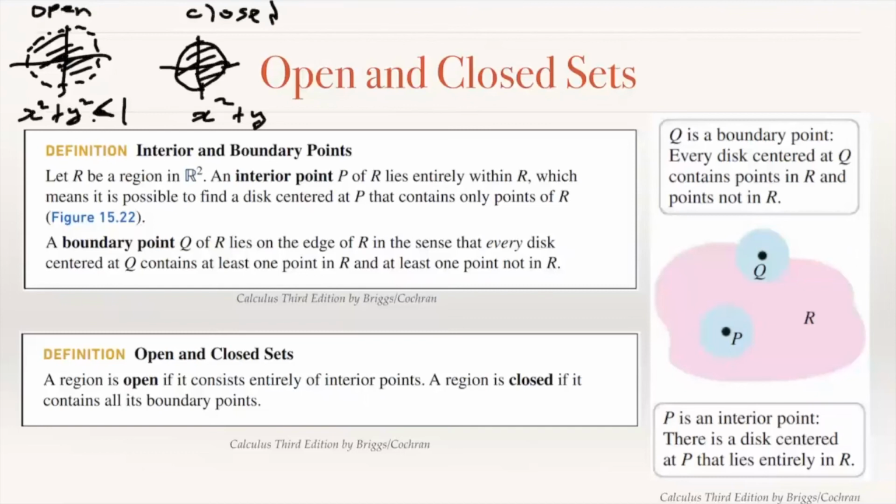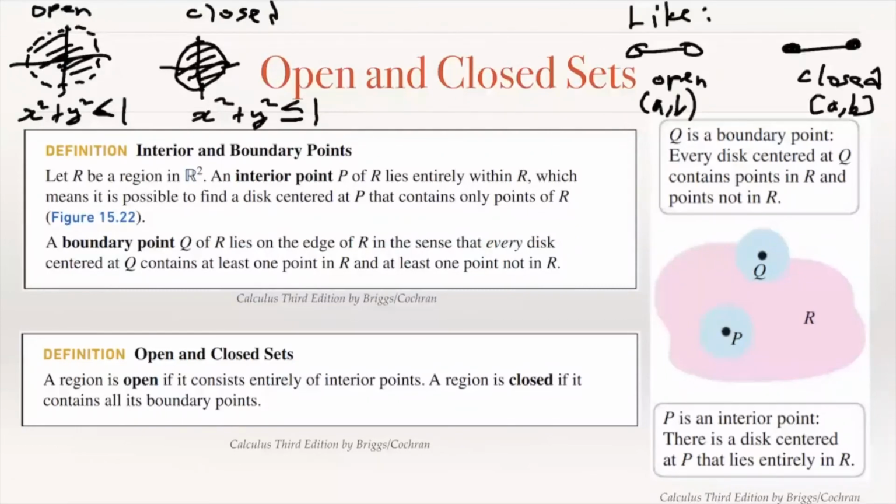So x squared plus y squared is less than or equal to 1, a closed set. The point is that it includes its boundary. Okay, so it's very much like, by the way, on the real number line, we can have an interval AB that does not include its boundary, or an interval AB that does include its boundary. It's the same deal, except now these are two-dimensional figures.